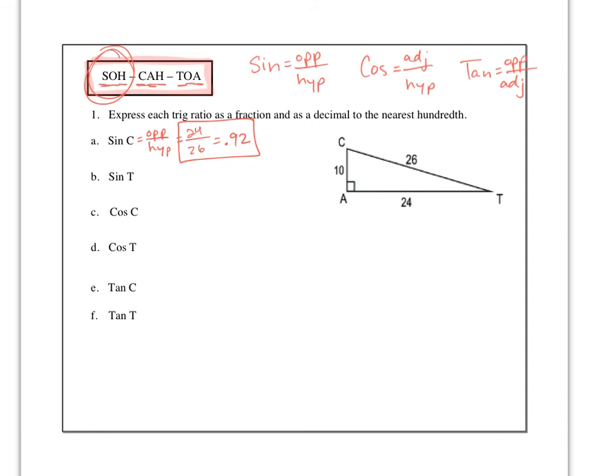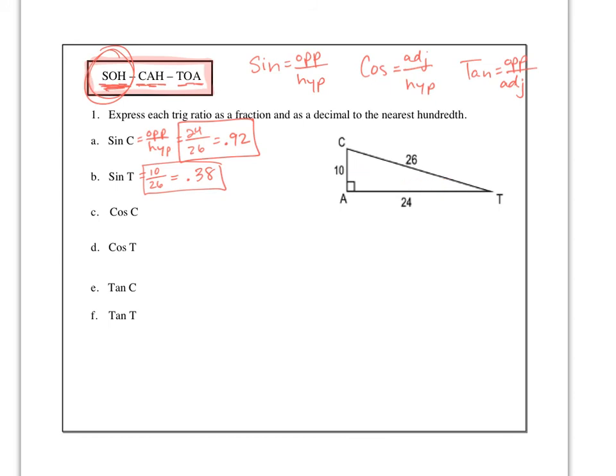Okay, so part B, we're going to do sine of t. So this time you go to t and you have to do sine, which is opposite over hypotenuse. So opposite is 10. So it's 10 over 26. 10 divided by 26 is 0.38. It's funny, these are the same decimals that we got last time. That's a fluke. That's just lucky. Doesn't always happen.